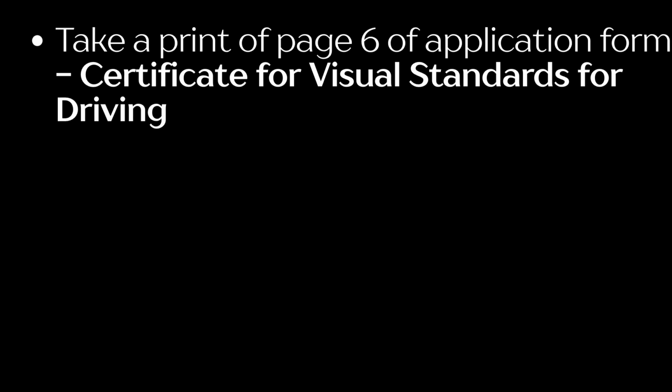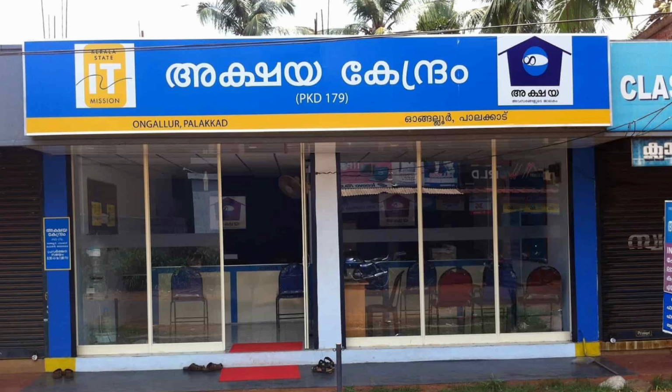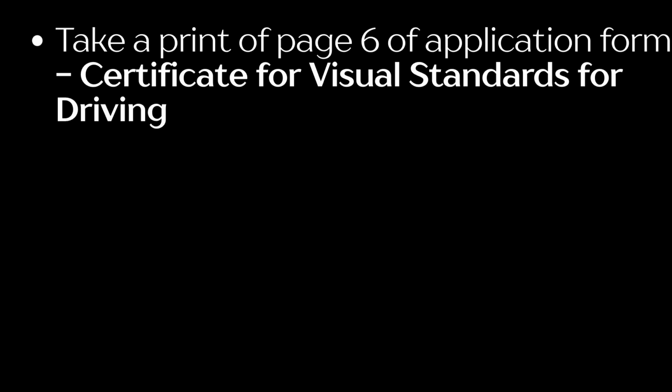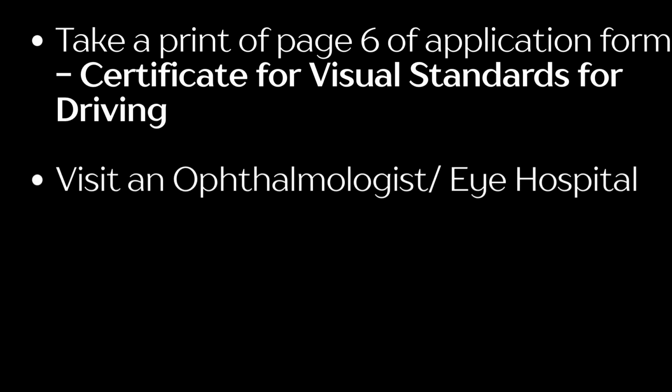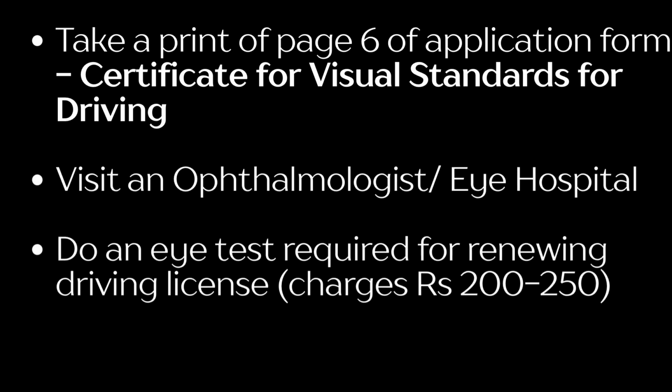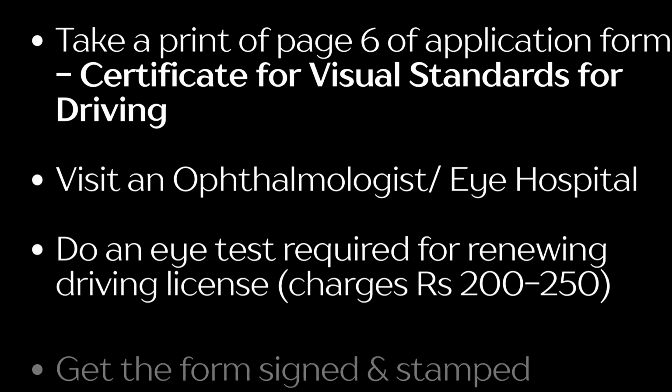No worries if you don't have a printer because even I didn't have one. So I visited an Akshaya center and paid them 20 rupees. And based on your application number, they'll download the form and give it to you. You only need page 6 while you're visiting the eye hospital. Get the eye test done and the ophthalmologist will sign and stamp the document for you.